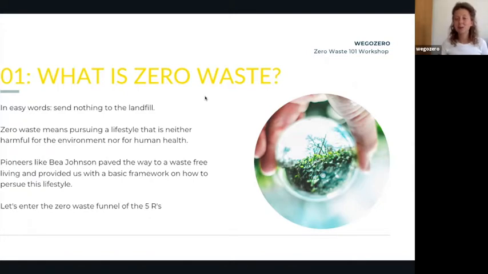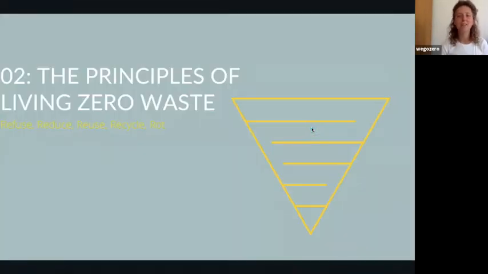And the last one also starts with R and has only 3 letters, and mostly that's the hardest one to guess, and I haven't seen it yet. Yes, Katharina, you have 100 points. Right, exactly. All right, I think now we're ready to enter our zero waste funnel. So we have the 5 principles: refuse, reduce, reuse, recycle, and rot.